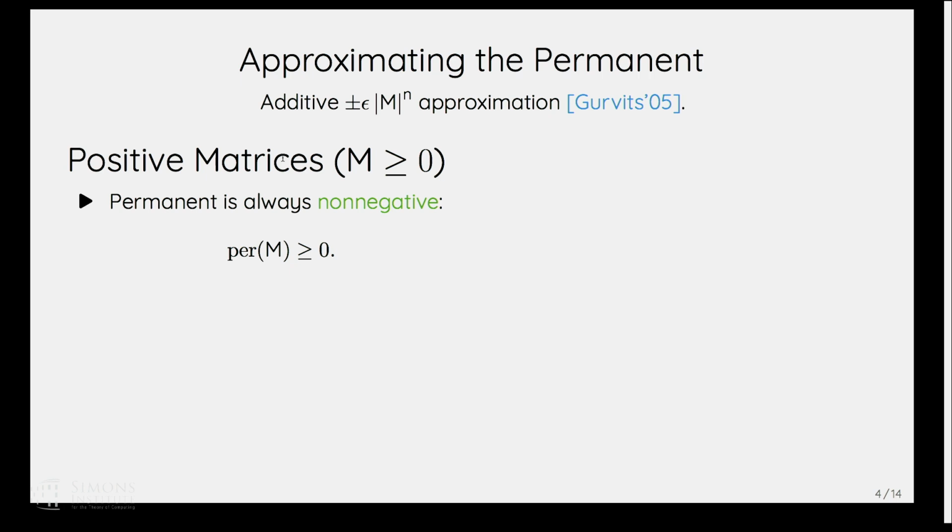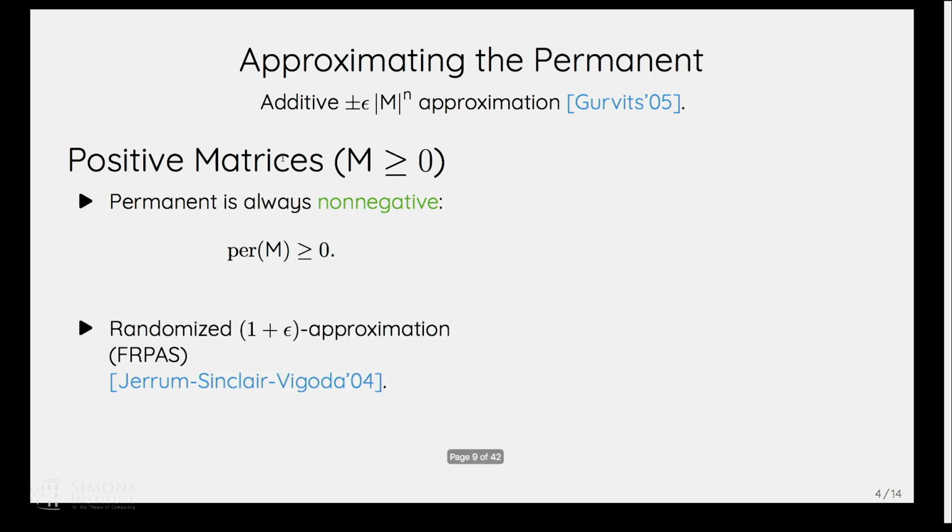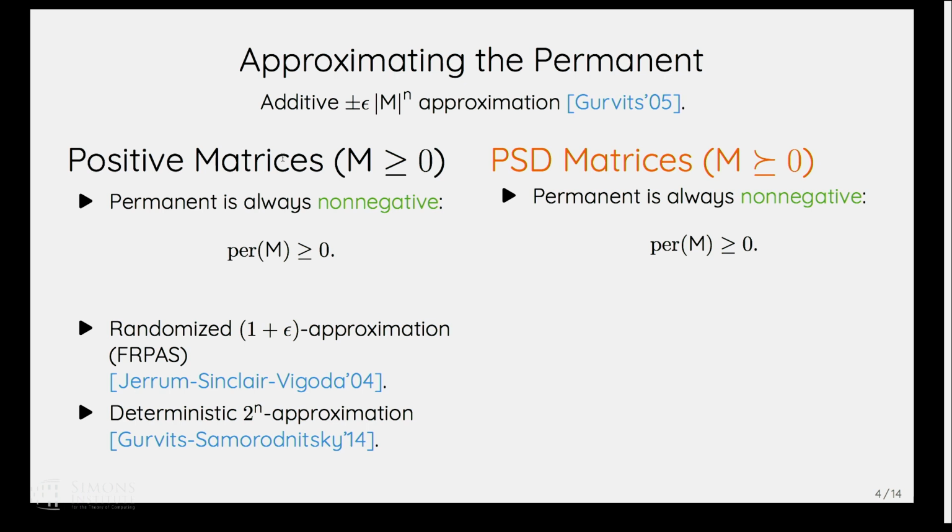The trivial class is the class of matrices with non-negative entries. It's very easy to see that the permanent is positive in that case. We already have a great work by Jerrum, Sinclair and Vigoda that gives an FPRAS for approximating the permanent in this case, so a 1 plus epsilon approximation, and the running time is just polynomial in n and 1 over epsilon. There is also a deterministic approximation, and the best we know is a constant slightly better than 2, but roughly 2 to the n approximation due to Gurvits and Samorodnitsky.